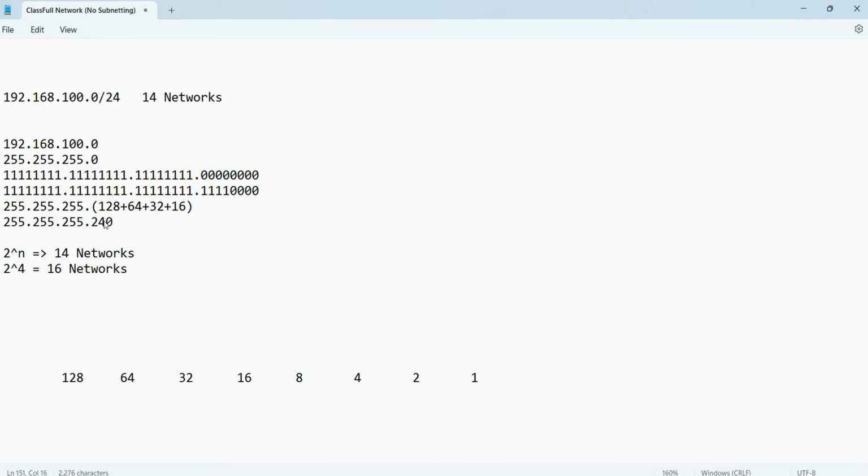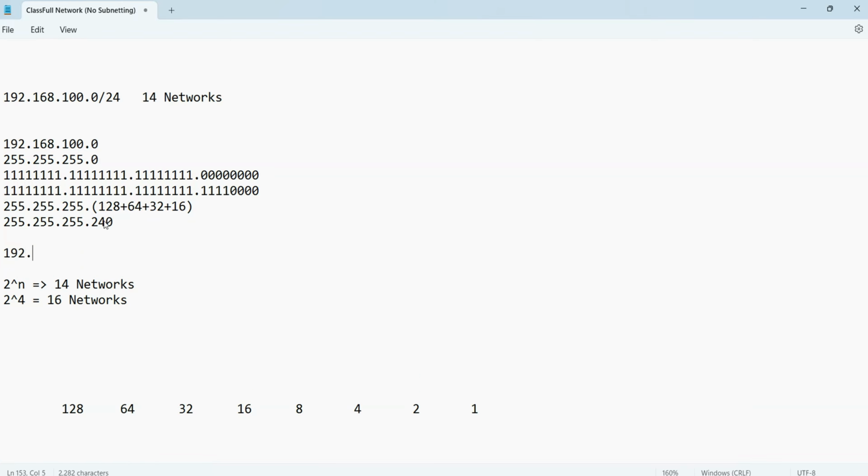So now my new subnet mask is 255.255.255.240. I could say this: it's a 192.168.100.0 slash what? 28, because I have 28 bits for the subnet mask, right? Okay. How many bits did I borrow? 4. How many bits left for the host? 4. So I'm going to say 2 to the power of 4 minus 2, which equals 16 minus 2, which equals 14 hosts per network.